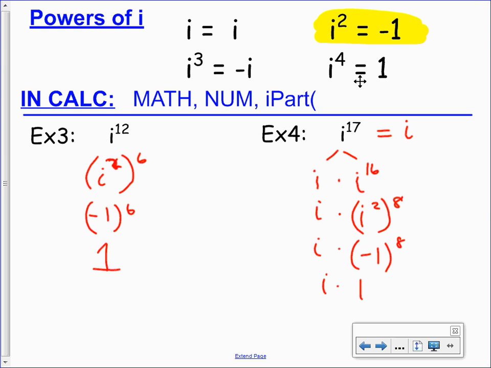If you hit math, go over to NUM, and go to iPart. The i is on the decimal key, a little blue i there. So you could just do i to the 17, literally type it in your calculator like that. Second enter. Math, NUM, iPart, i to the 17. It's i.